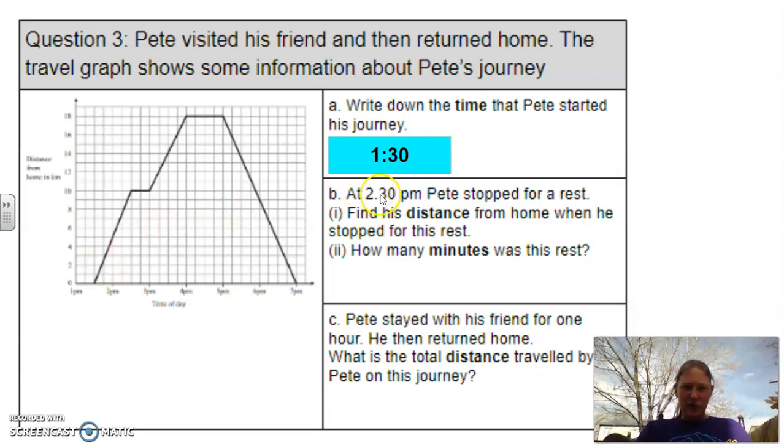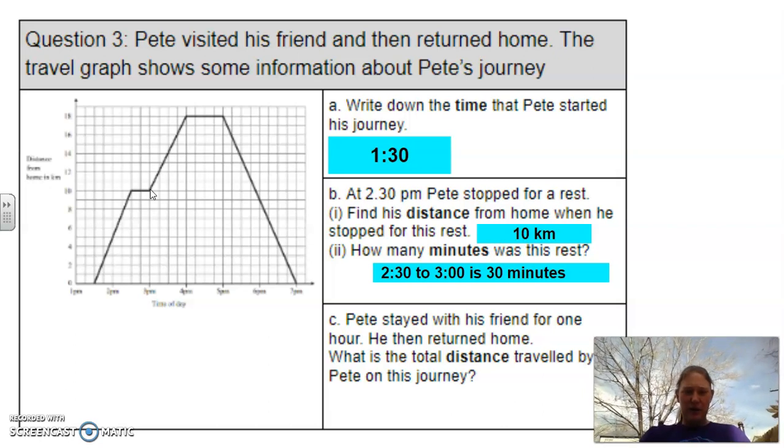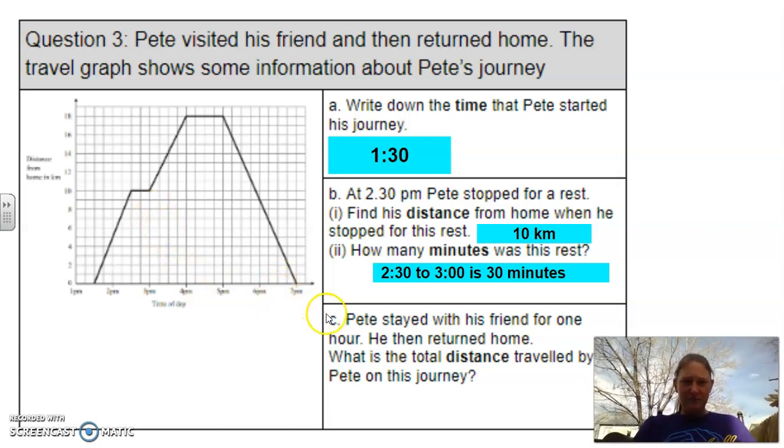And then it says at 2:30, Pete stops for a rest. So that's the flat section here. Find his distance from home when he stopped for this rest. So the distance from home, we just kind of move our cursor over. We can see it's 10 kilometers. And how many minutes did he stop? Well, he started to his rest at 2:30, but then was back on his way at 3 o'clock. So 30-minute break.